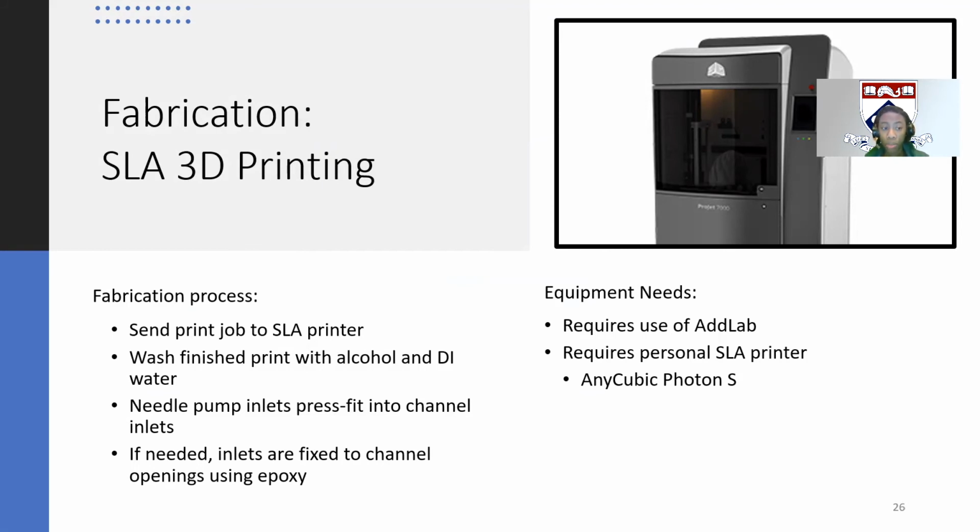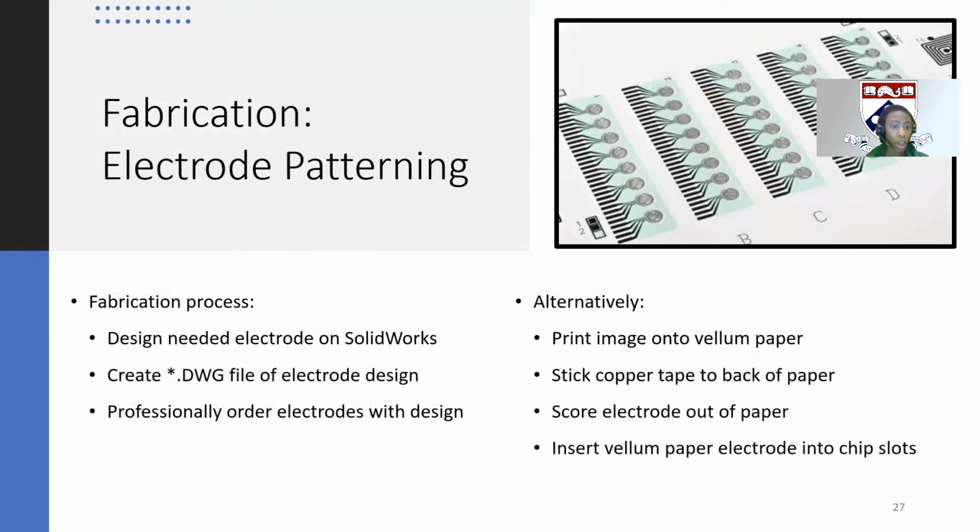In these procedures, the use of the AdLab will be required for our final prints. However, in intermediate test print jobs for the microfluidic chip, we will use a personal SLA printer, the Anycubic Photon-S. We also need to consider the electrode patterning part of the fabrication process, where we have two main approaches. We can send our designs for an electrode out to a professional patterning company to print for us.